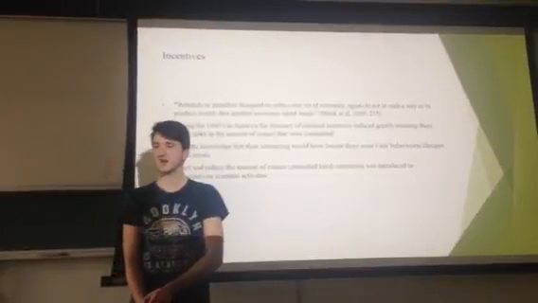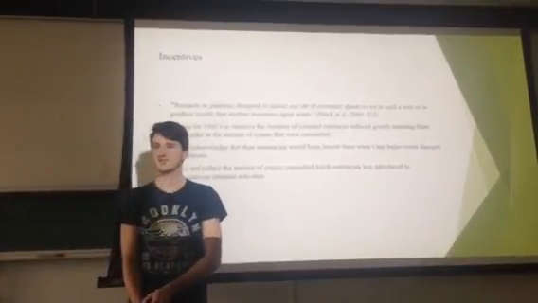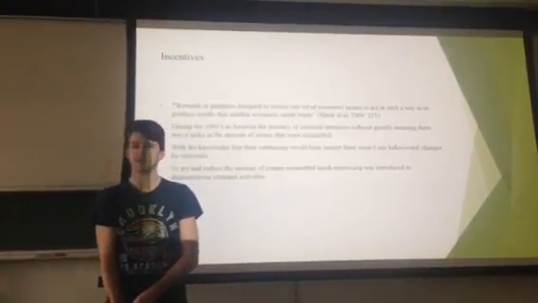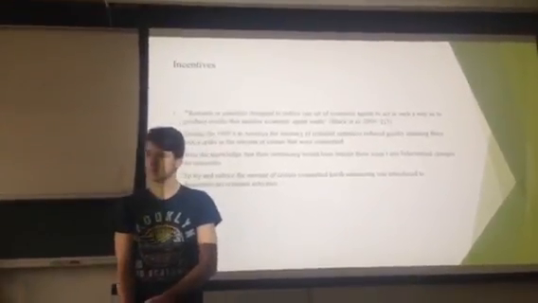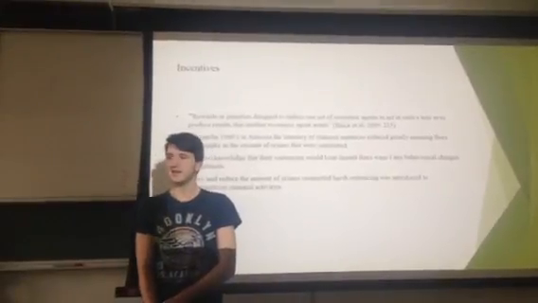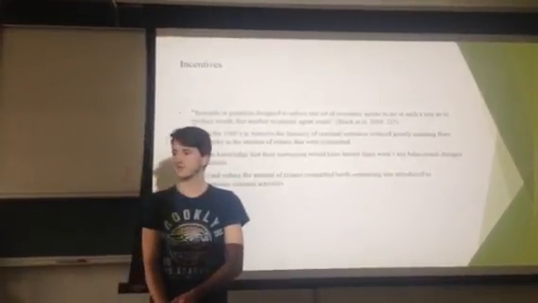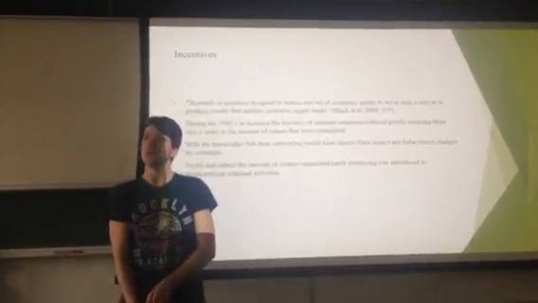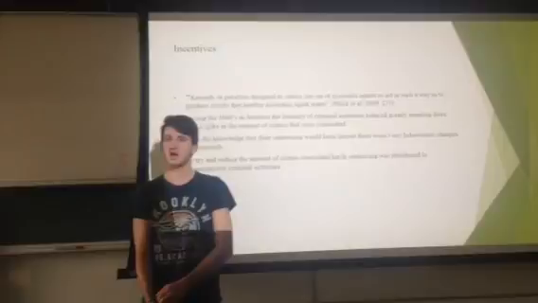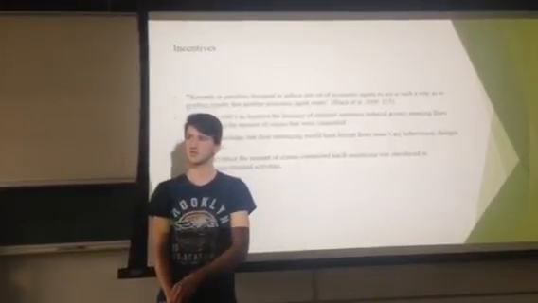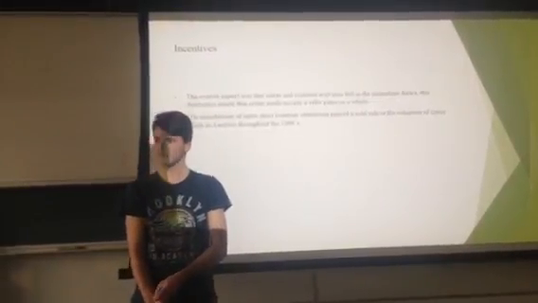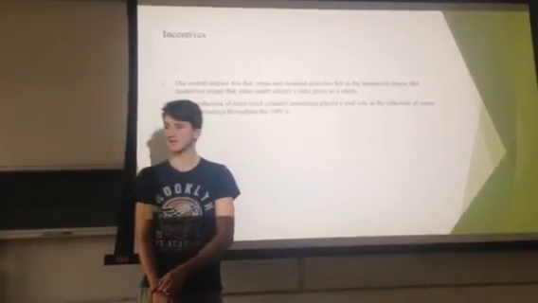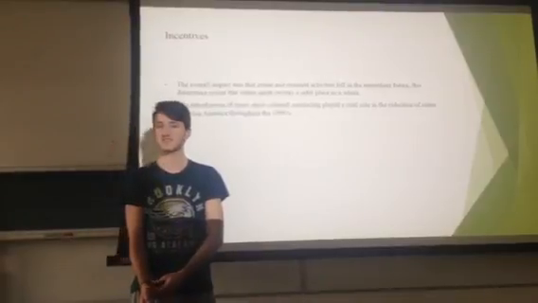During the 1960s in America, the leniency of criminal sentences reduced greatly, meaning there was a spike in the amount of crimes that were committed. With the leniency in the judiciary system, there was more crime being committed. To try and reduce this amount, it was decided to implement harsher penalties on criminal activity, which in turn reduced crime. The overall impact was that crime and criminal activities fell in the immediate future, and this deterrence made society a safer place as a whole.